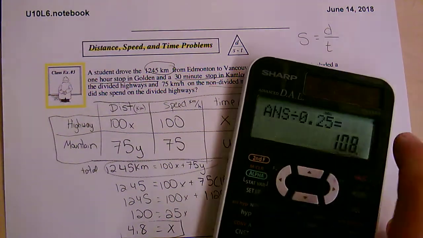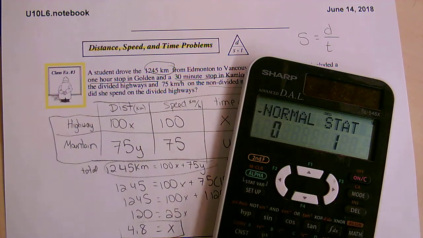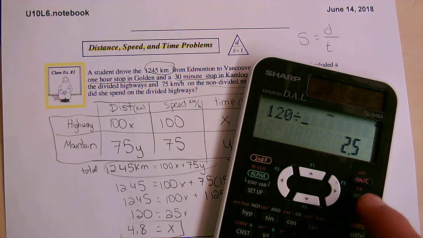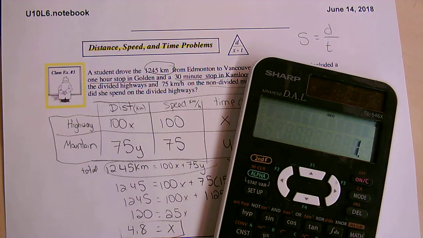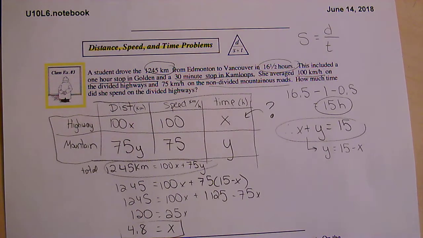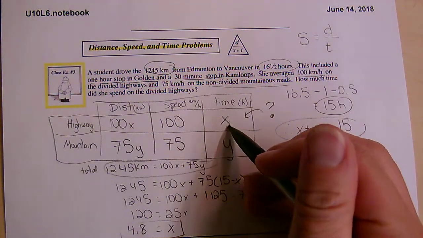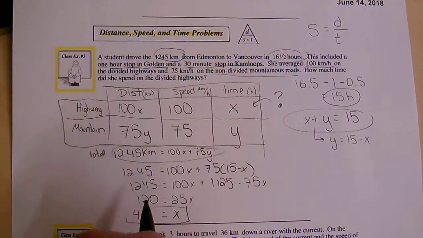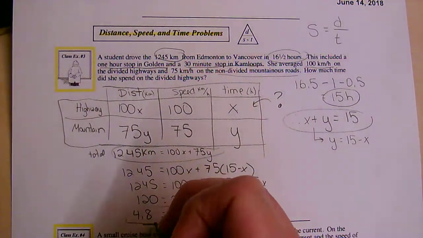I think I just need to, oopsies, what did I do? 120 divided by 2.5. No, not 2.5. 120 divided by 25 gives me 4.8. Good, good. Okay, that's it. We're done, because the question just asked how much time did she spend on the divided highways. 4.8, so that would be in hours.